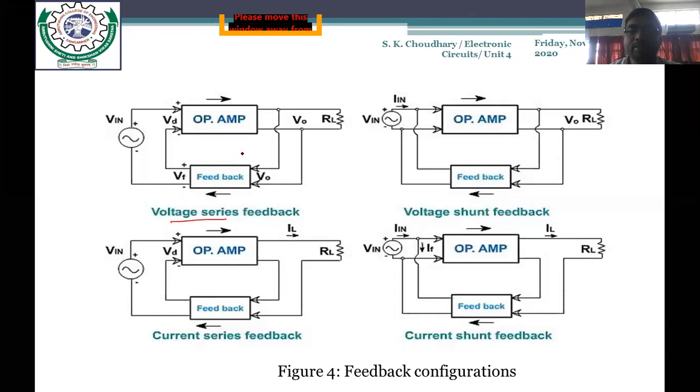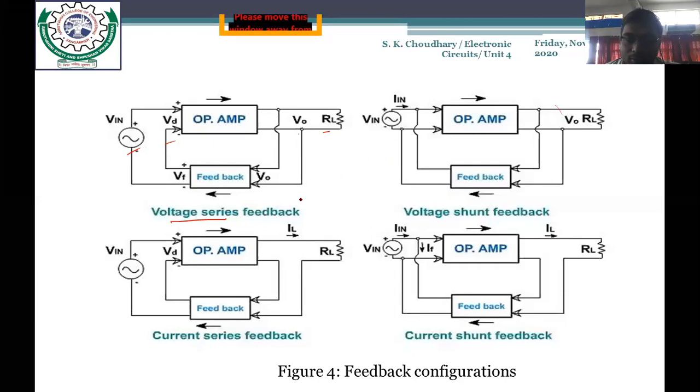The first is voltage series, where the output voltage is fed back. That's why we have connected the feedback network in parallel to the load resistor. So the voltage is fed back, and then it is mixed in series with the input signal. That's why it is called voltage series feedback. The second one has output sampling the same as voltage sampling, but the mixing is in shunt manner. That's why it is called voltage shunt, because the feedback network is connected in parallel to the input voltage, that is shunt mixing.